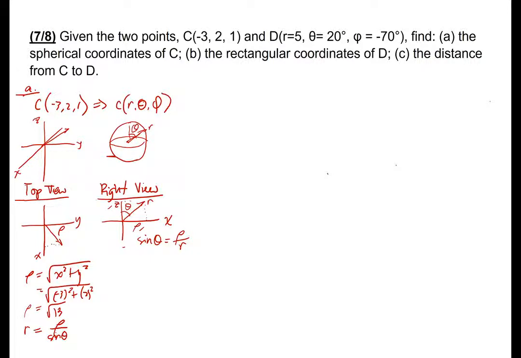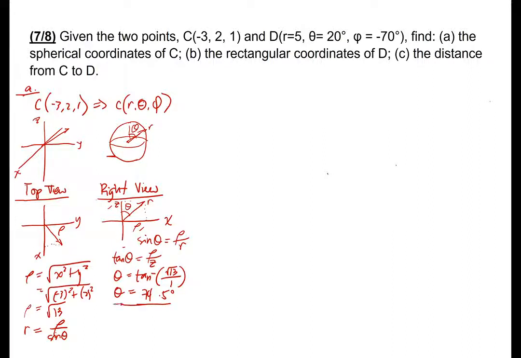What identity or function? Tangent, no? So the tangent of theta is equal to opposite, which is rho, over the adjacent z. Therefore theta is equal to arctan of rho, which is square root of 13, divided by 1. So what is the theta? We have here 74.5 degrees. So that is your theta.